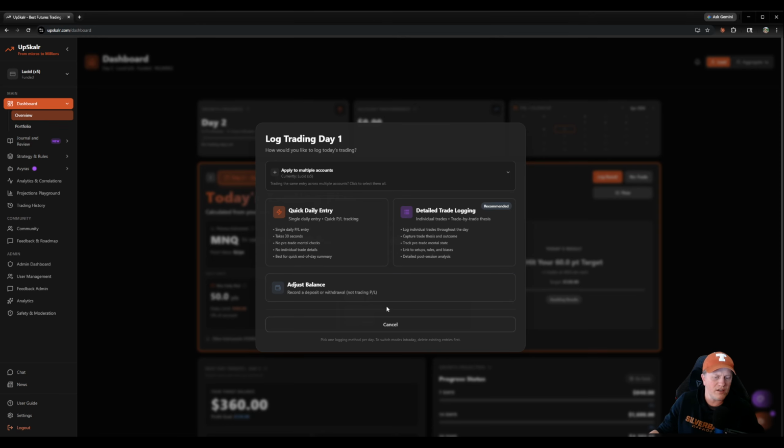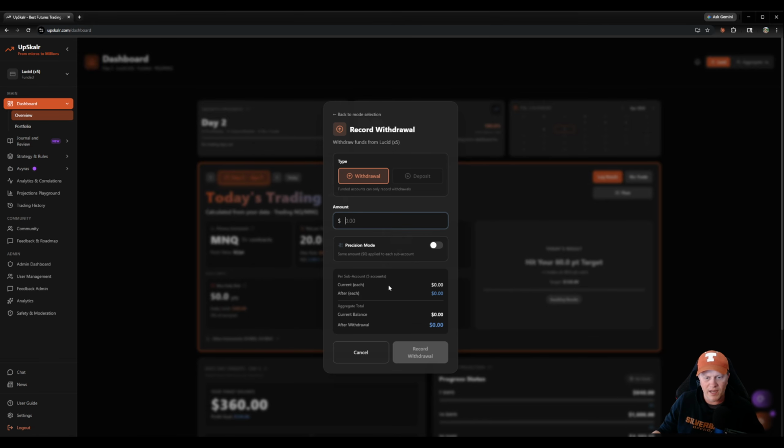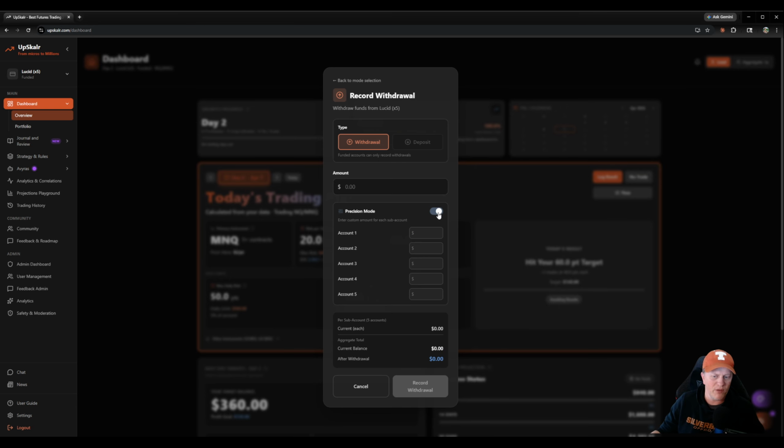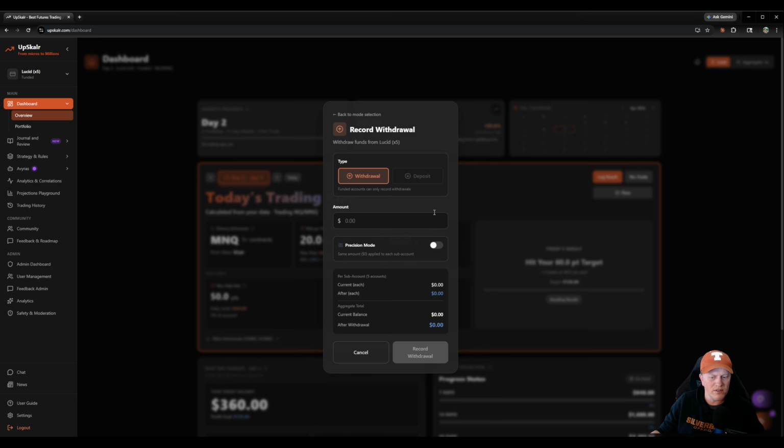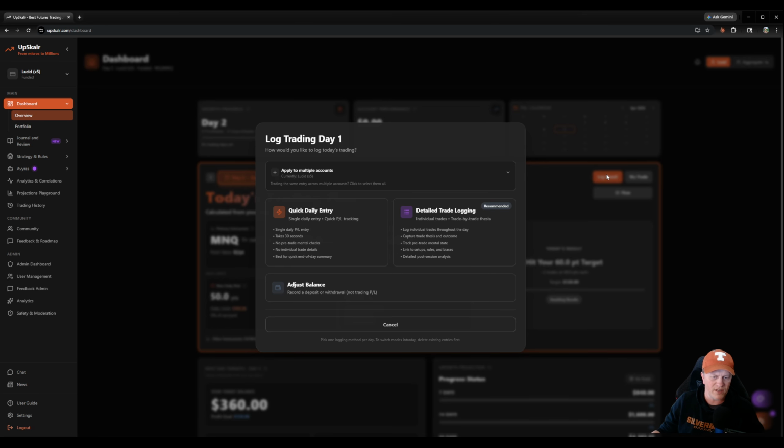So in the log result, let's say you've taken a withdrawal from your prop firms, right? You can adjust your balance here. Or if you're trading with a personal account, you can add or remove funds. And you do that right from here, with withdrawal or deposit. If it's a funded account, you don't have the ability to deposit. But if it's a personal account, this field will be open. And again, precision mode, maybe you're taking different amounts out of each account. This is how you adjust your balances, right through this log result. And that way the withdrawal or the deposit shows up on the right day.